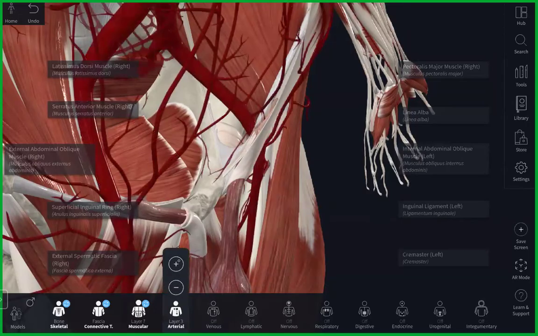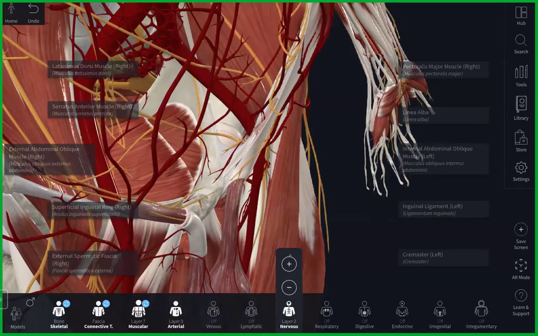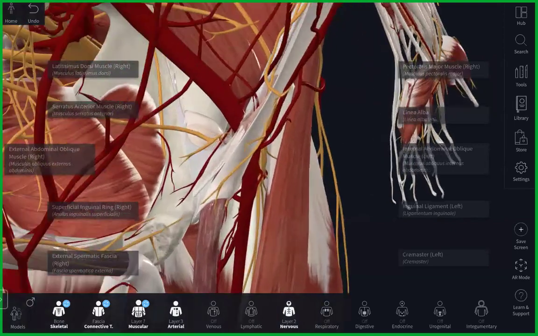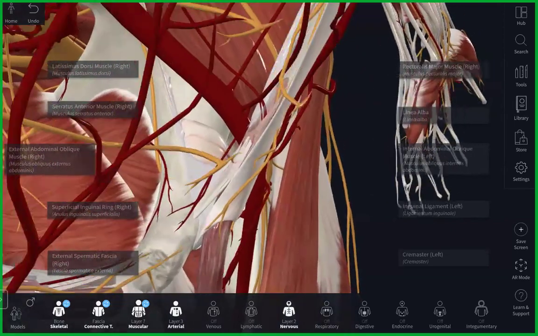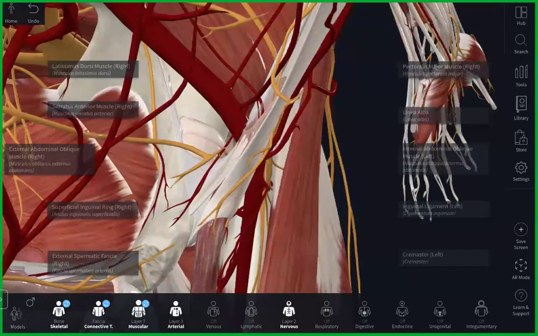Let me add the arteries. Then, no need of veins. They don't ask nerves. They ask about nerves. Okay. So we can see some structure. Let me add urogenital structures.